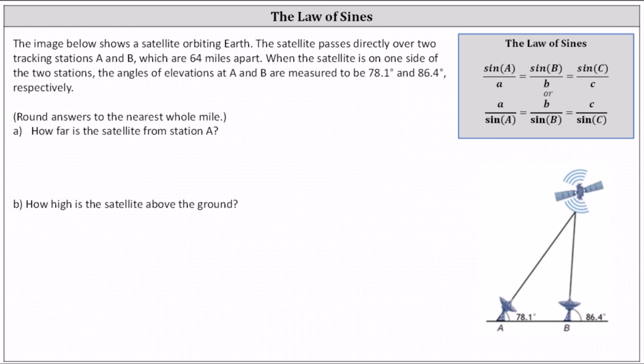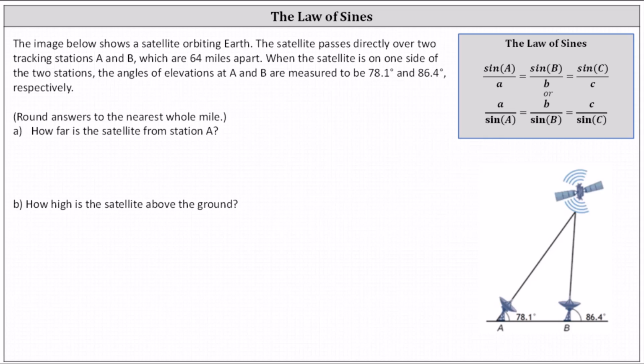The image below shows a satellite orbiting Earth. The satellite passes directly over two tracking stations, A and B, which are 64 miles apart. When the satellite is on one side of the two stations, the angles of elevation at A and B are measured to be 78.1 degrees and 86.4 degrees respectively, which are labeled in the diagram.